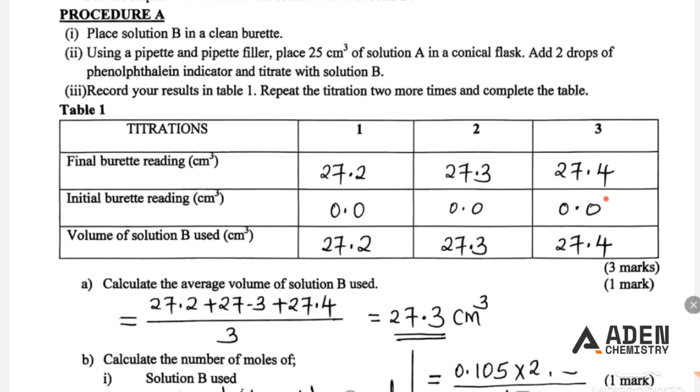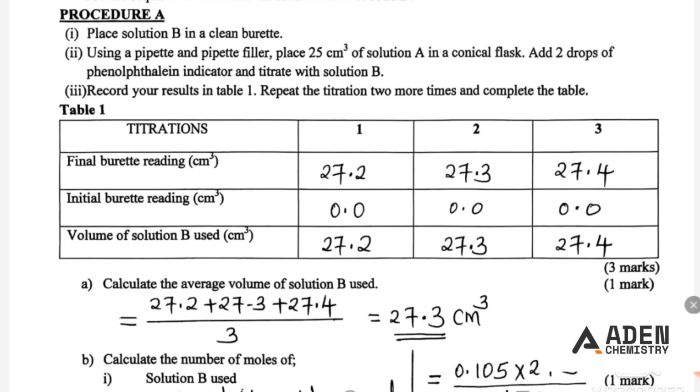Again, for the third one, you can start with 0.0. So we do the third experiment, and we are going to get 27.4. What we are going to have here will be 27.4. So fill in this table, we are going to have 3 marks. Sometimes it carries 4 marks. We are assuming it will have 3 marks there.